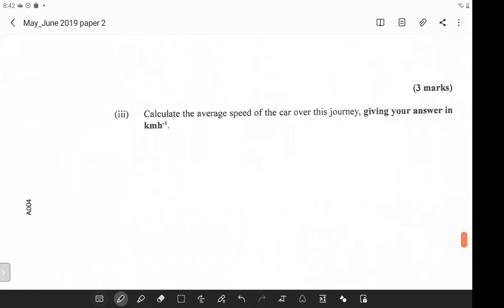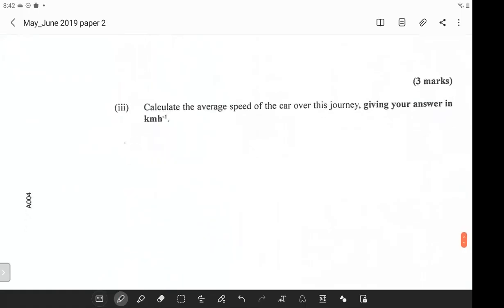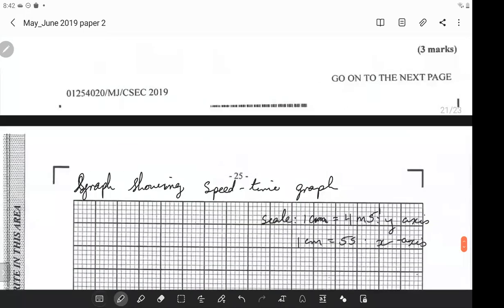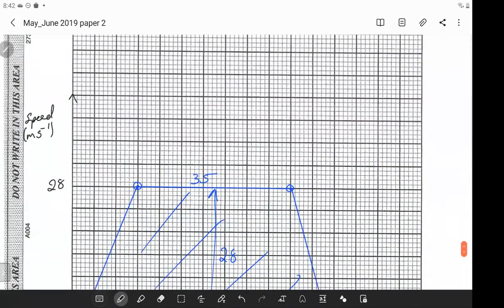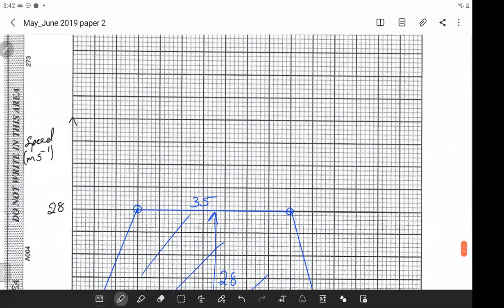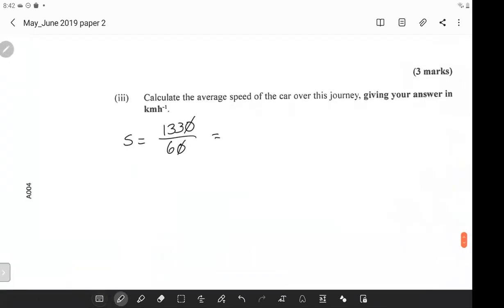Calculate the average speed of the car over this journey, giving your answer in kilometers per hour. All right, so firstly, we can calculate the average speed. So the average speed is equal to the total distance, which is 1330, over the total time taken, which is 60 seconds. All right, everything takes 60 seconds to happen. So our average speed is approximately 22.17 meters per second.